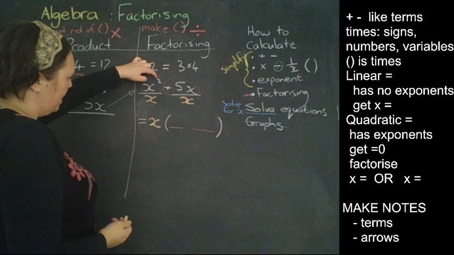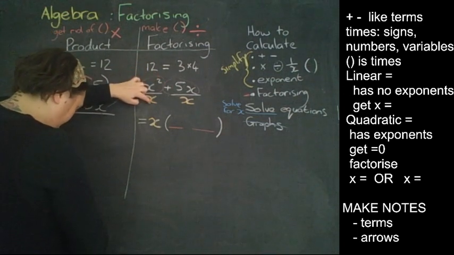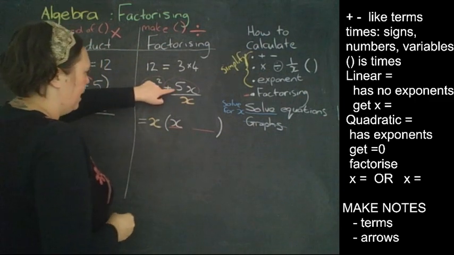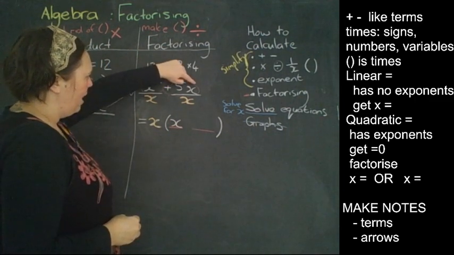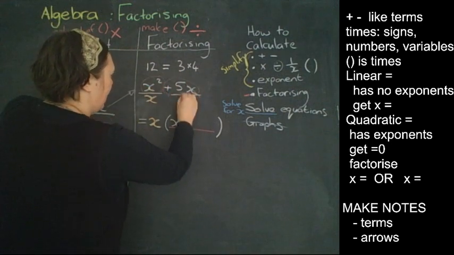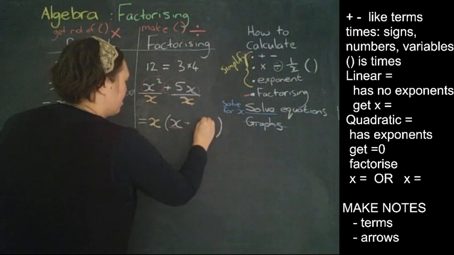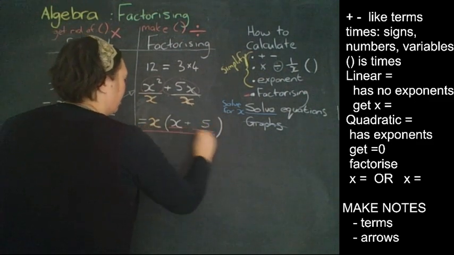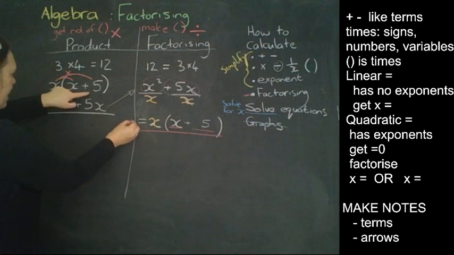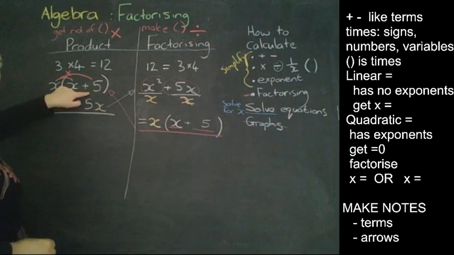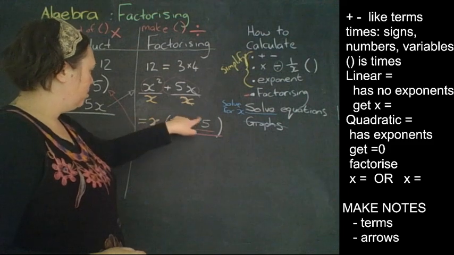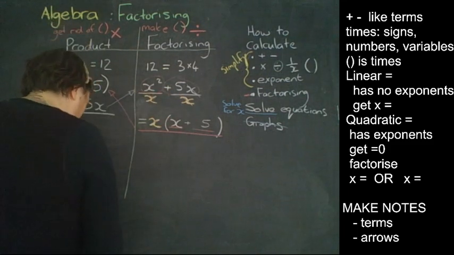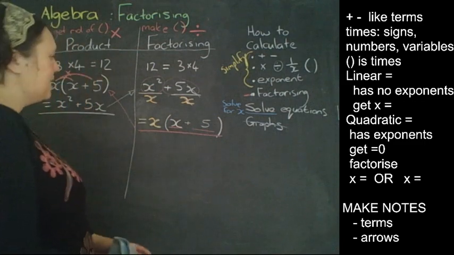So x squared divided by x gives us x. Over here, 5x divided by x gives us positive 5. And that is our answer, which is the same as I had here in my question. So if I go times this out with distributive law, I'll get back to that. Let's do a couple of examples to practice.